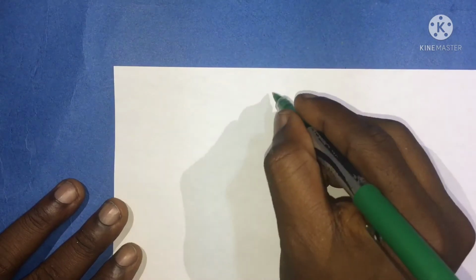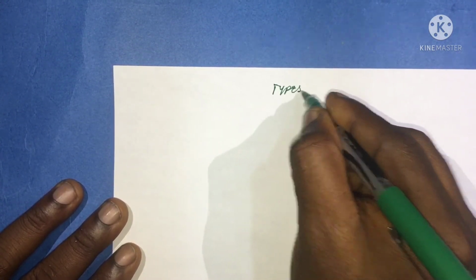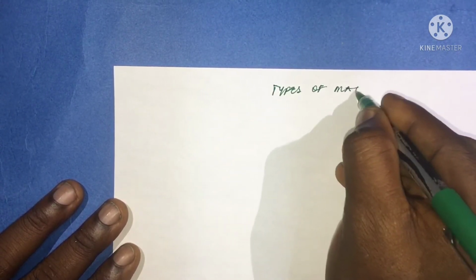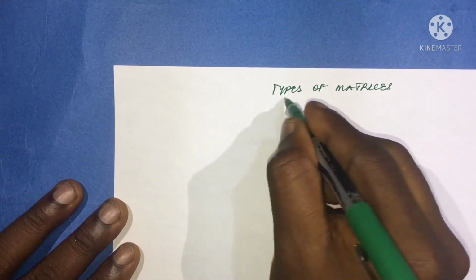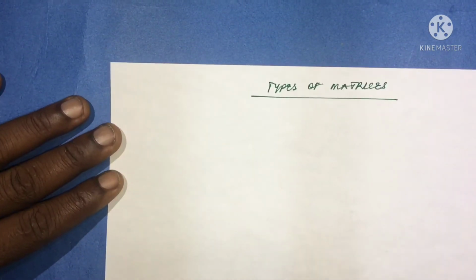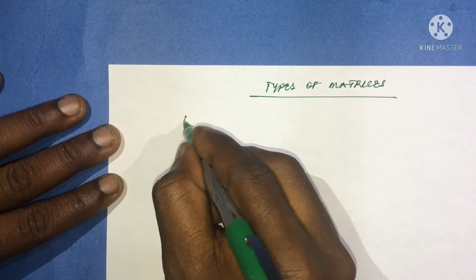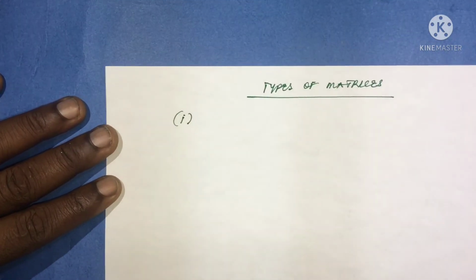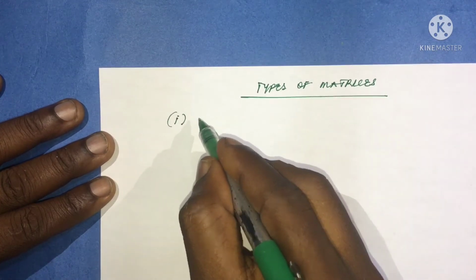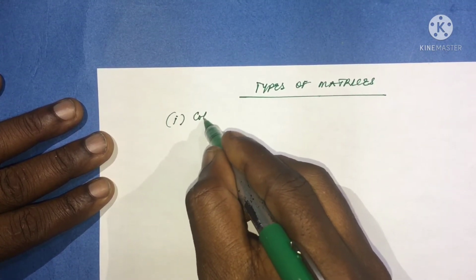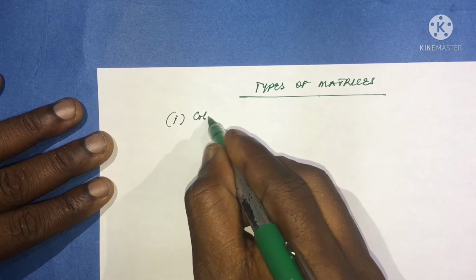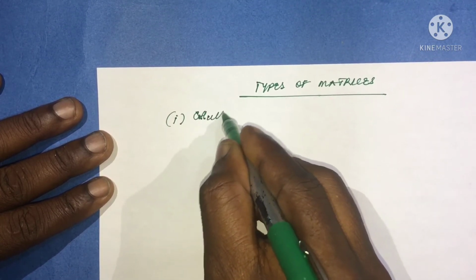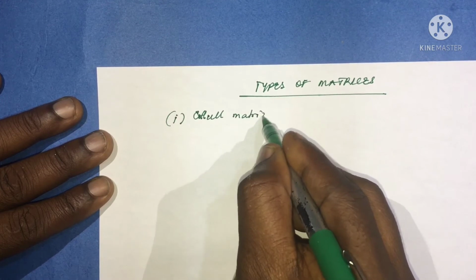So let us now move ahead into the next discussion in this lesson. What is our next discussion in this lesson? Our next discussion in this lesson is types of matrices. So I'm going to start quickly with type number 1. There are several types of matrices. Let me mention them. We have the null matrix.